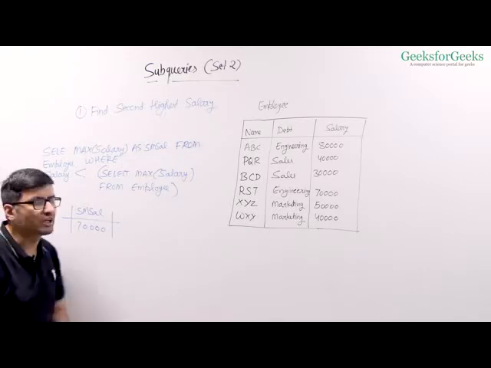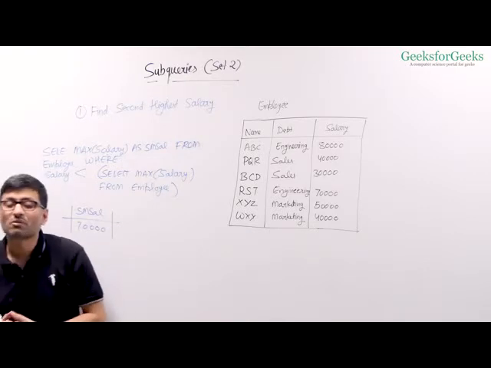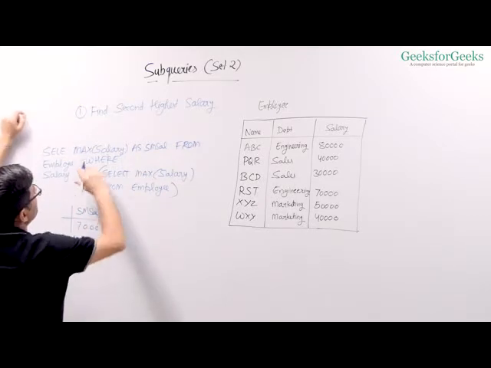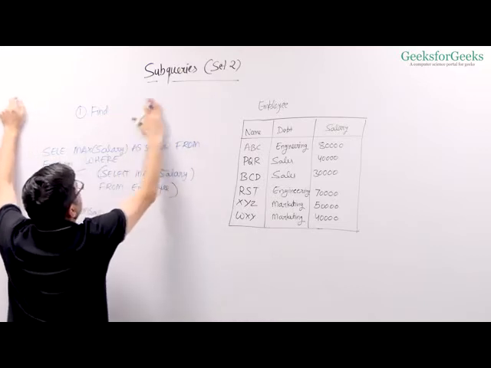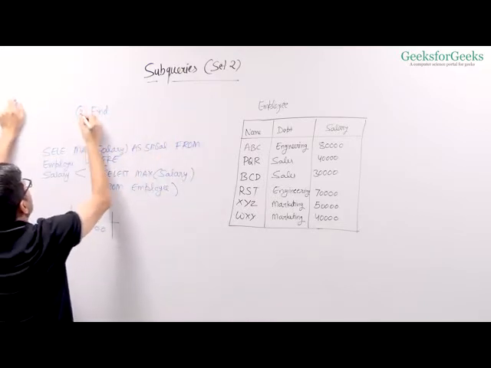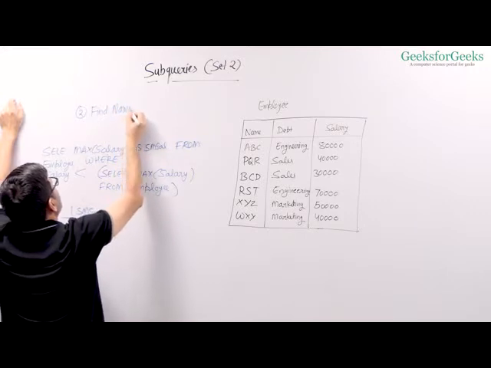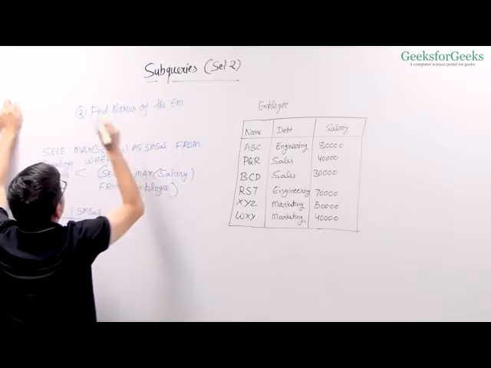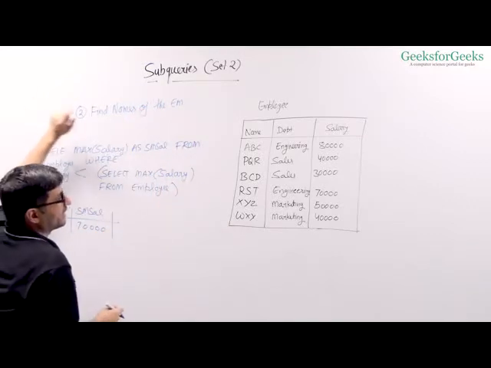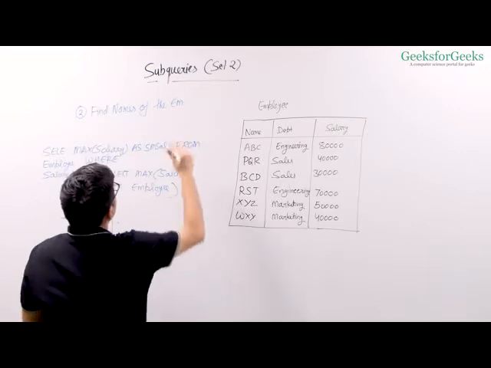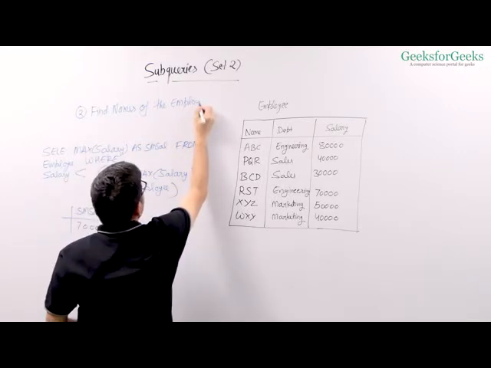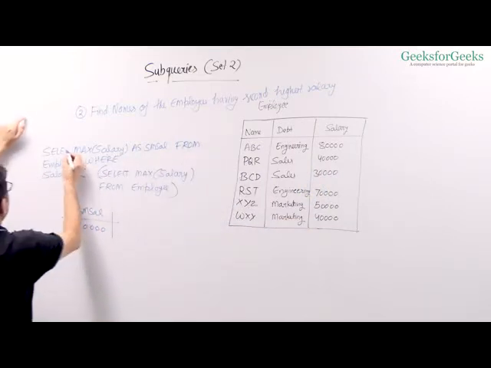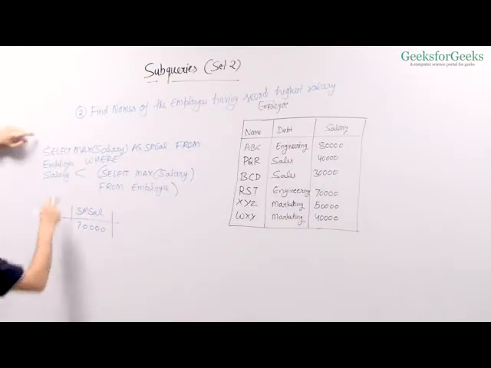So we have solved our first query. Now the next query is finding the name of the person who has the second highest salary. Find name of the person with second highest salary. Name of the employee. Or there can be multiple employees who have the second highest salary, for example, two people getting 70,000. So there is a select.